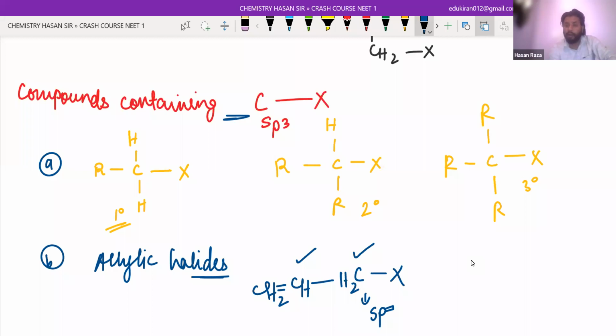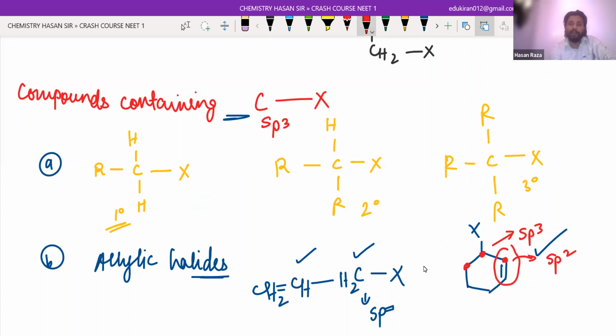or doubly bonded. You can take another example of cyclic structure like this. You can see this is your allylic halide, because this is the carbon which is sp3 hybridized, and adjacent to this carbon we have 2 carbons here and here, in which you can see this is doubly bonded, which means sp2. So this part is allylic.